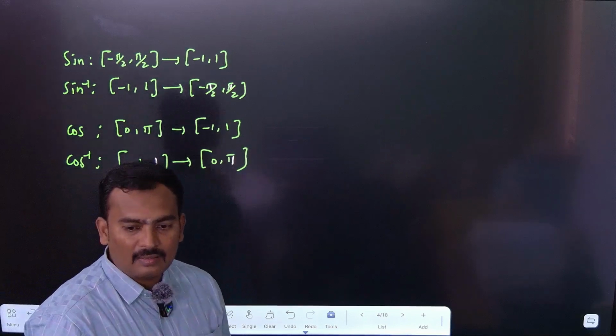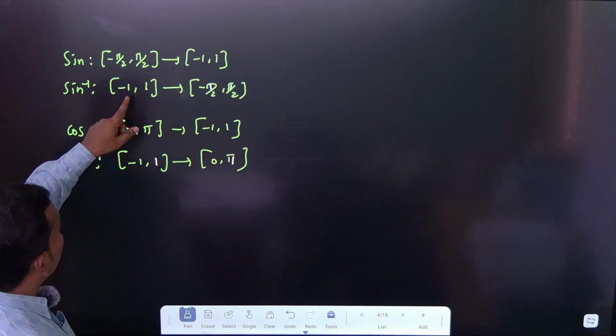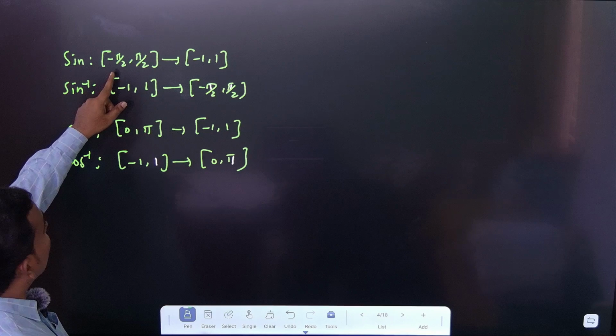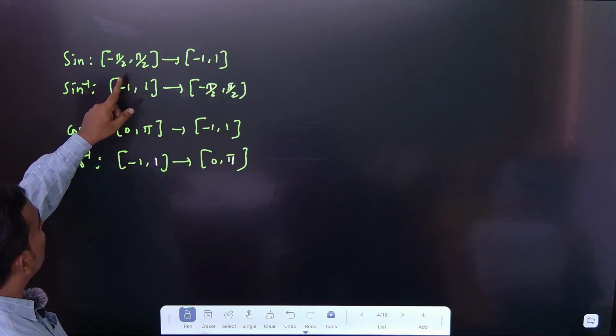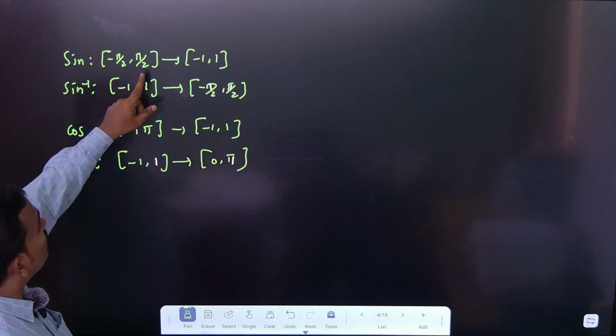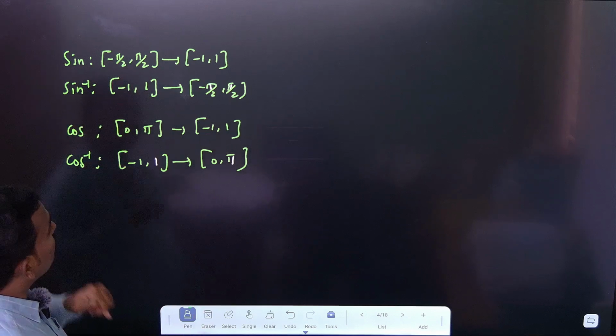But when you are taking the domain, if sine inverse of something is there, that should fall in minus 1 to 1. Sine inverse of x is there, x will be minus pi by 2 to pi by 2. Sine of x is there, so x would be minus pi by 2 to pi by 2. Sine inverse of x is there, x would be minus 1 to 1.